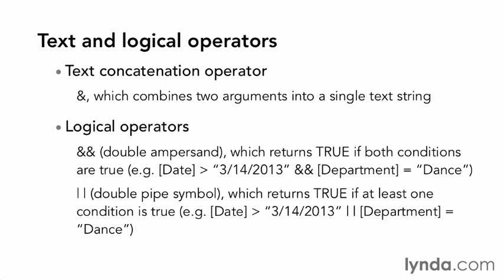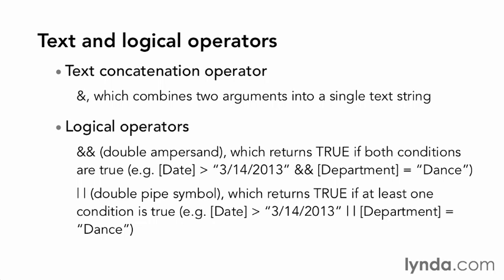The double vertical bar, which is sometimes called the double pipe symbol because of its use in the Unix operating system, is the OR operator, so that means it returns true if at least one condition is true. So that means the statement date greater than March 14, 2013, or if the department equals dance, would return true if the date were after March 14, 2013, if the department equaled dance, or both.